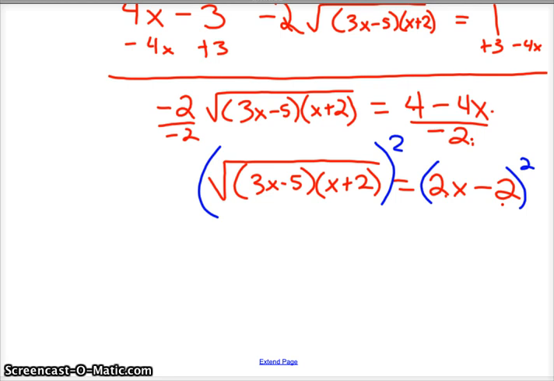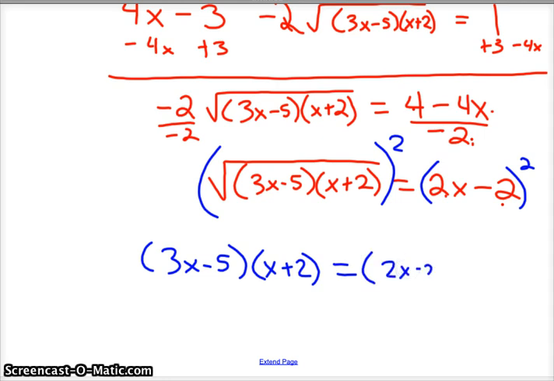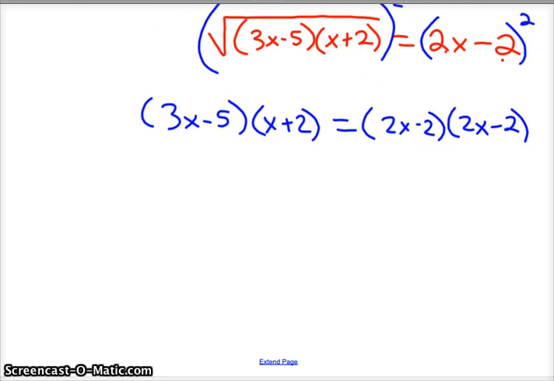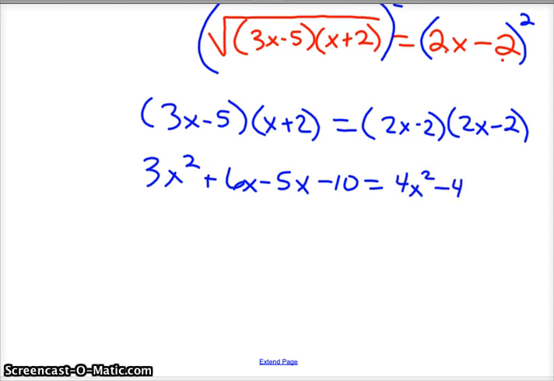This time, the square and the square root cross each other out. So on the left side, you're left with 3x minus 5 and x plus 2. On the right side, you've got 2x minus 2 squared, so you'd have to write that out twice. Okay, and so now we're just ready to distribute again. So that'd be 3x squared plus 6x minus 5x minus 10 equals 4x squared minus 4x minus 4x plus 4.